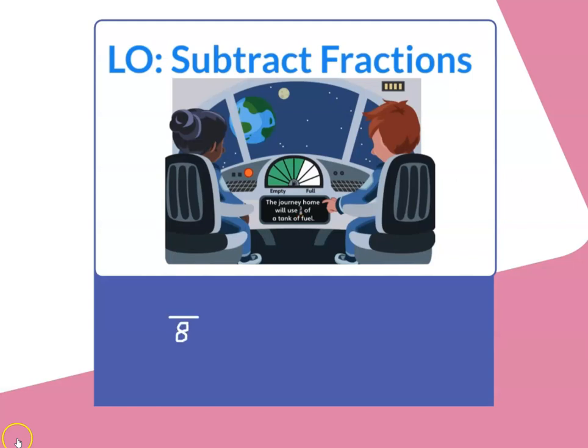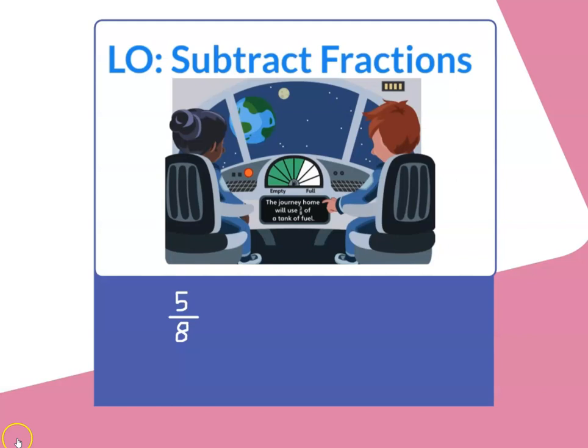Because the fuel tank has been broken into 8 equal parts, the denominator will be 8. Let's count the green parts. 5. There are 5 green parts, making the numerator 5. This shows how much fuel is in the tank. 5/8 of the tank is full. And we know that the journey home is going to use 3/8 of a fuel tank.